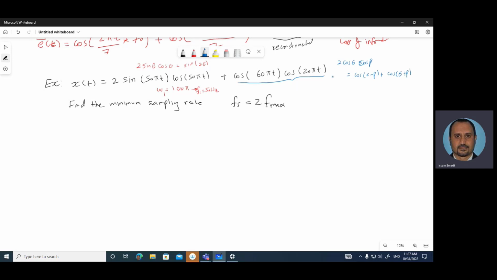So here I will have two frequencies. The first one is the subtraction in between, which is the 40 pi. And the second one is what? Is 80 pi, correct? So this is omega 2, and this is omega 3. F max is 50. So Fs should equal to what? 100 hertz. Good.